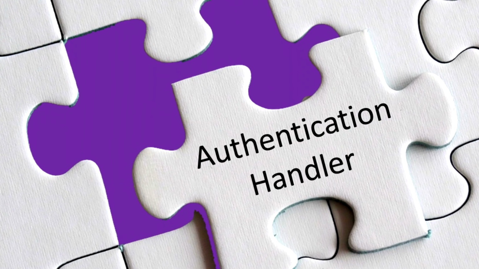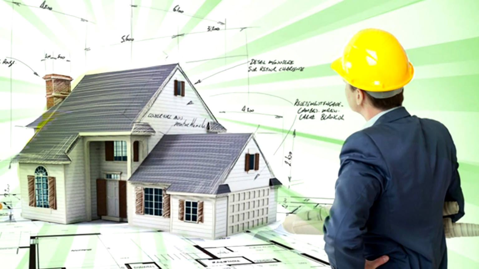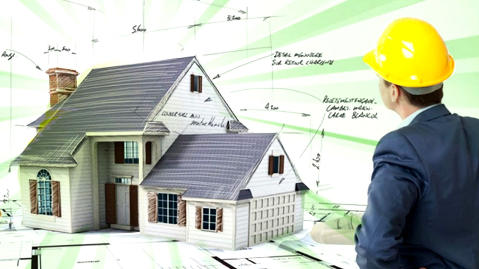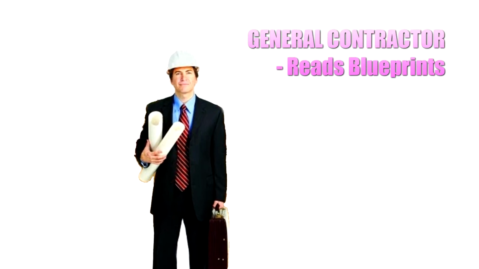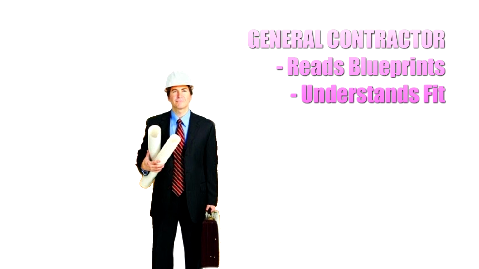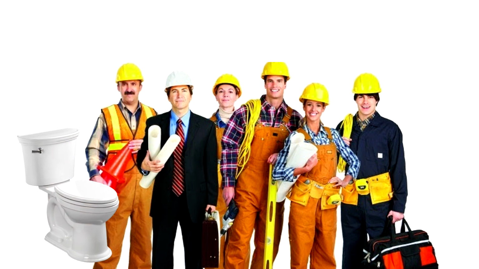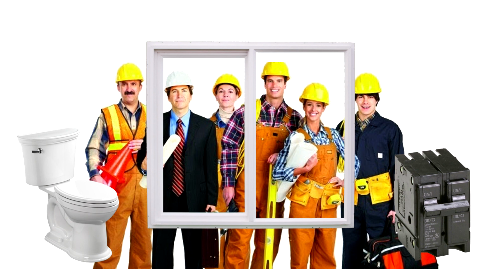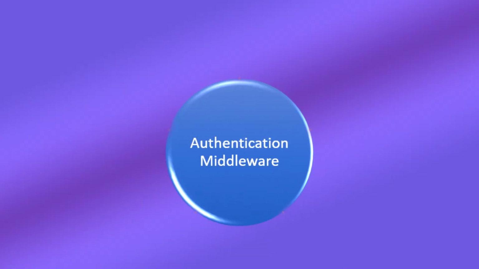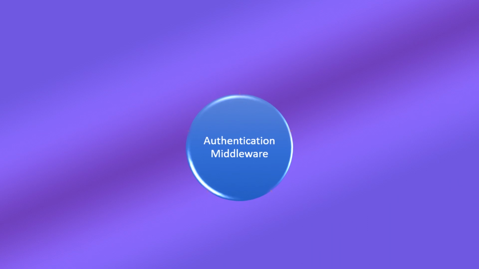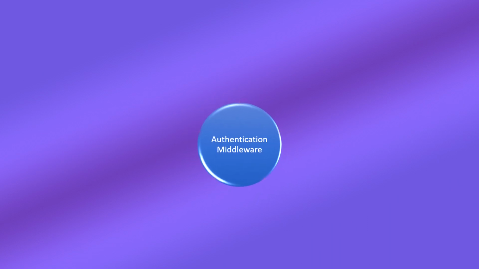It can be helpful to think of the authentication middleware as a general contractor who is in charge of building a house. The general contractor understands the blueprints, how everything fits together, and establishes rules for the subcontractors to follow and integrate with. Subcontractors are specialists who understand their area of expertise. They might be experts in plumbing, electrical, or even window installation. Likewise, the authentication middleware is like the general who knows the blueprints, how it fits, and sets the rules.